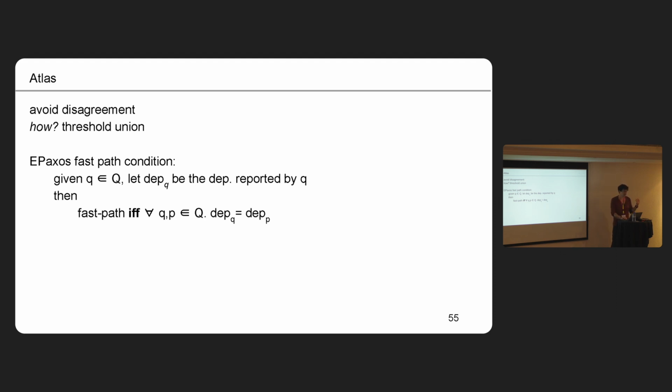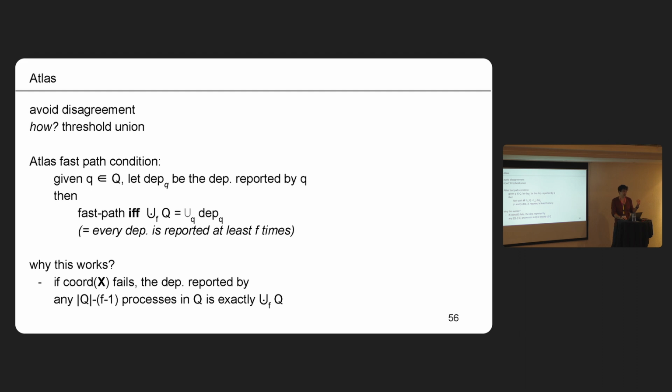And what we do is change it to a more versatile condition, which says that if the command is reported at least f times, we can take the fast path. And f is the number of failures. So the idea is that if a command is reported at least f times, we will know what fast path has been taken by the coordinator if it fails, because we just gather some quorum of size q minus f minus 1.